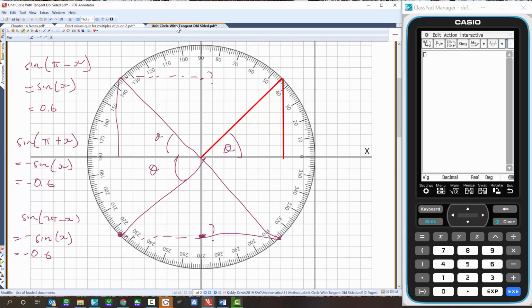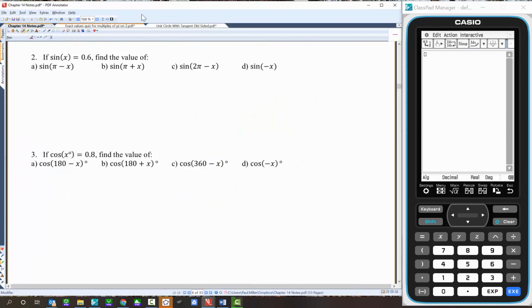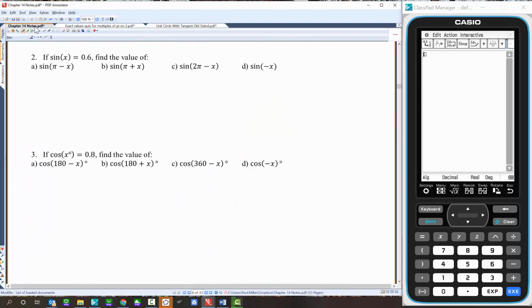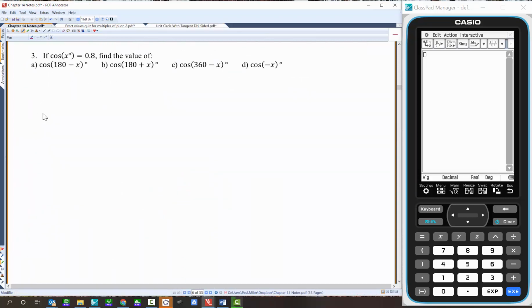All right. And one last one from this one, sine of negative x. So starting at 0, we're going to go negative x, which is to there, and sine of negative x will be exactly the same as the negative sine of x, which will be negative 0.6. So it's going to generate exactly the same value there. Right, so use your unit circles for those ones there, girls. Okay, let's do this one here.